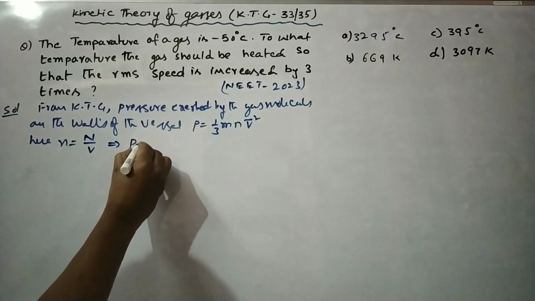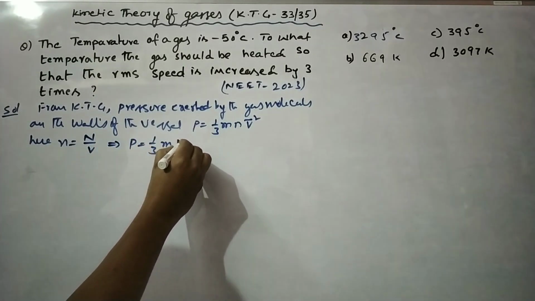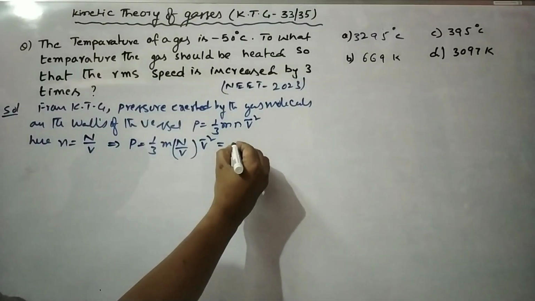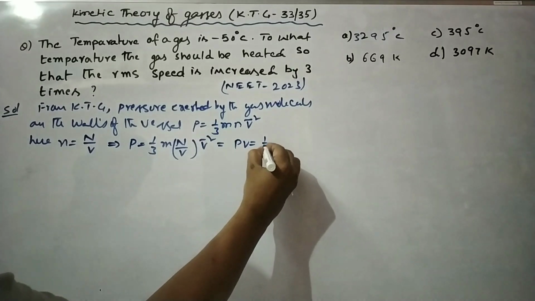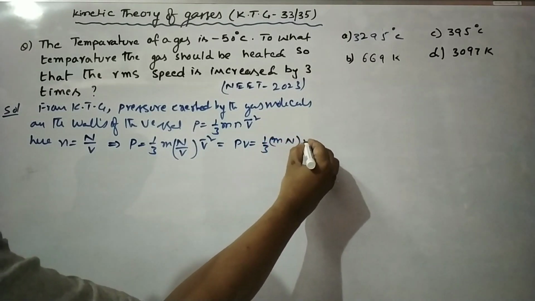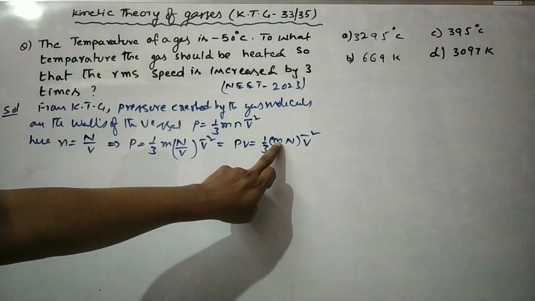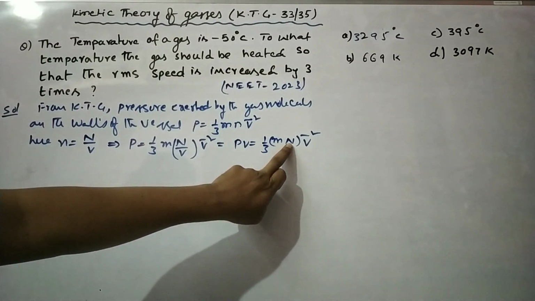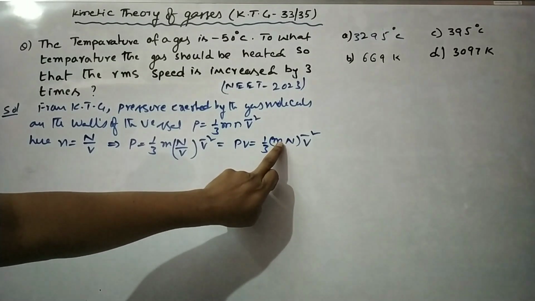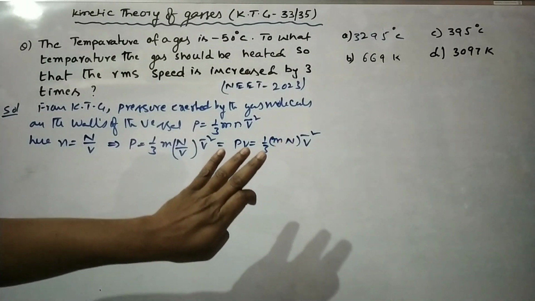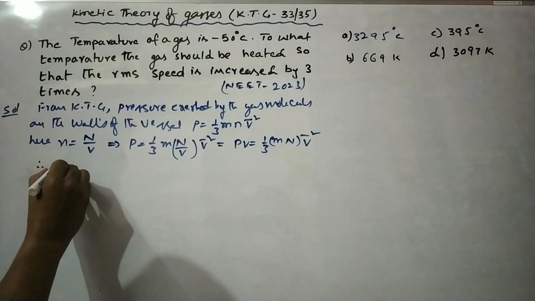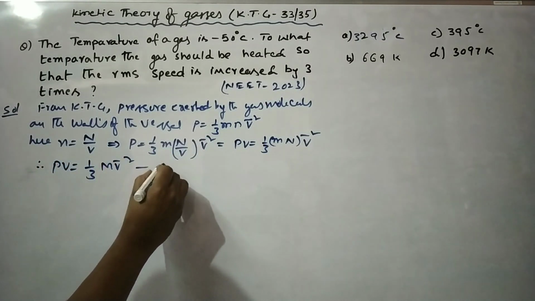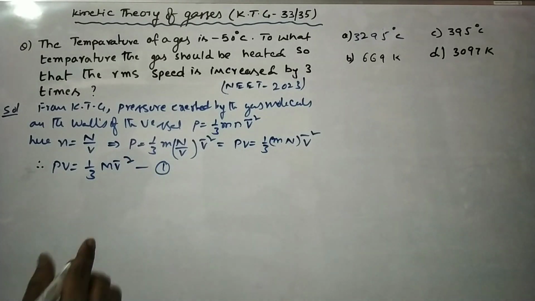That implies P is equal to 1/3 m into n by V into v bar square. This V is brought to this side. That implies PV is equal to 1/3 m into n into v bar square. Why couldn't I write mass? Small m is the mass of each gas molecule. In the given gas, n number of molecules are there, so total mass is m into n. It is replaced by capital M. Therefore, this equation is written as PV is equal to 1/3 capital M into v bar square. This is equation 1.